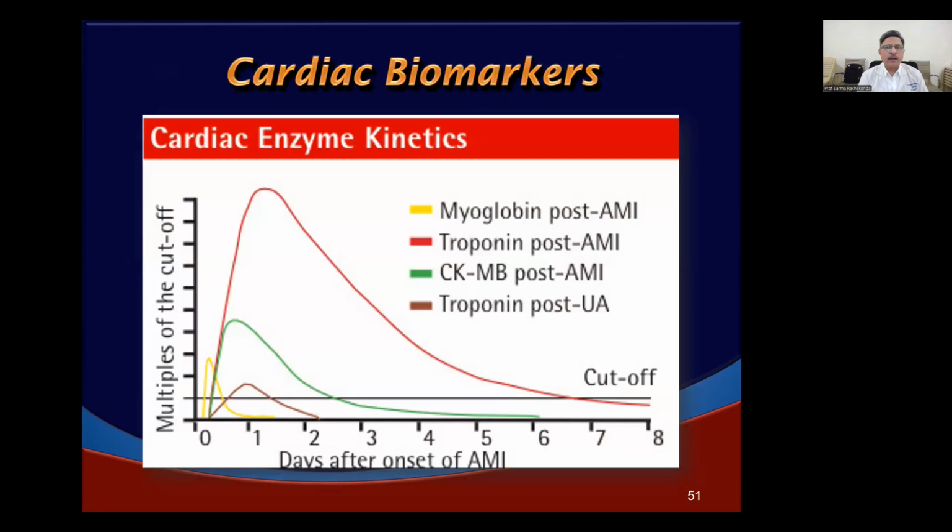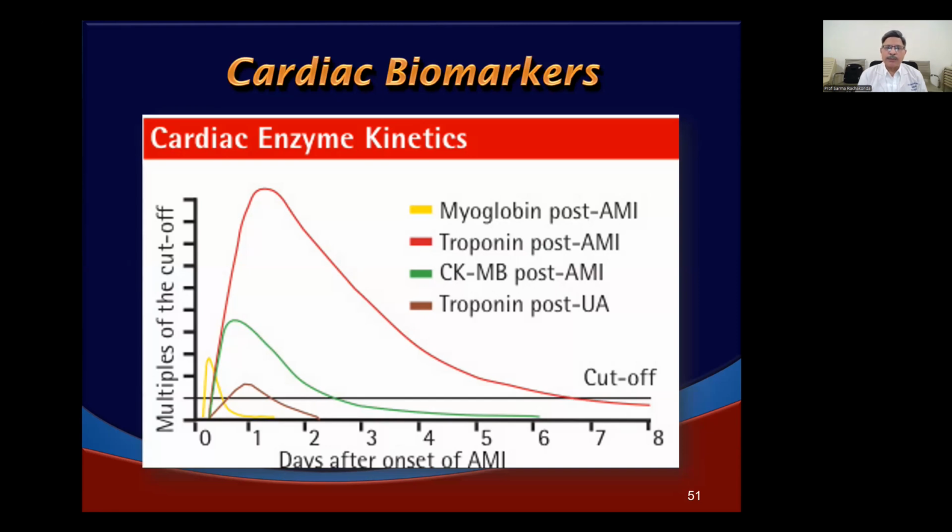Now, what are the cardiac enzymes I have? 4 enzymes are there: myoglobin, troponin, CKMB, troponin post-UA, unstable angina. You see the graph there. Myoglobin starts very early and then disappears within the first day itself, the yellow one. Next one is red. Trop also starts very early in 2 to 3 hours and continues for 6 to 7 days. CKMB also starts very early but drops after 2 days.